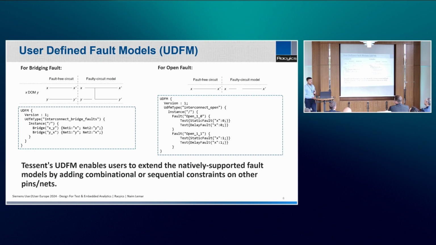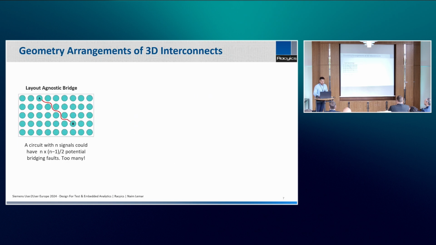So now the question is, shall we feed this to the ATPG tool to run and generate patterns? And the answer will be no. Why? Because in a layout-agnostic bridge example, if we don't understand the layout information and the position of those interconnects, there will be too many faults.